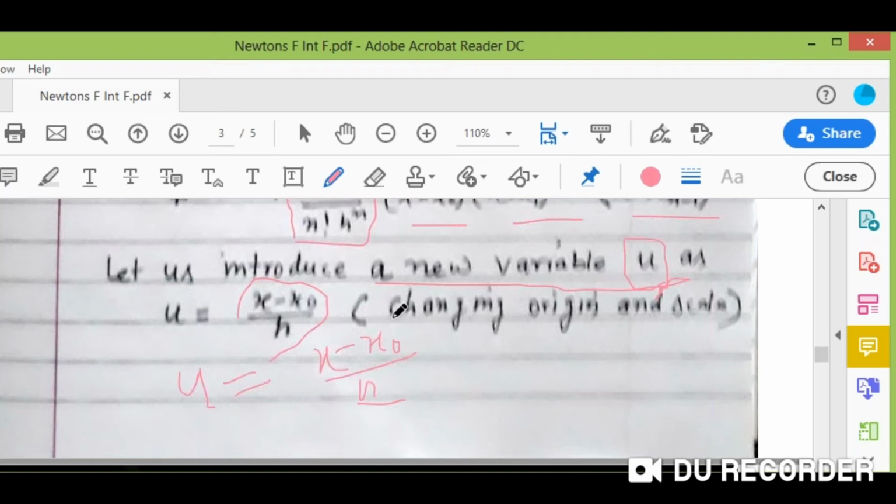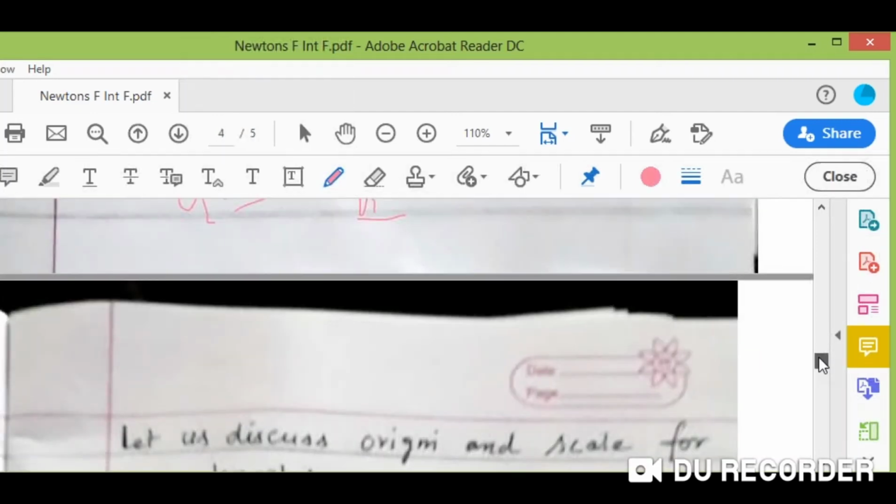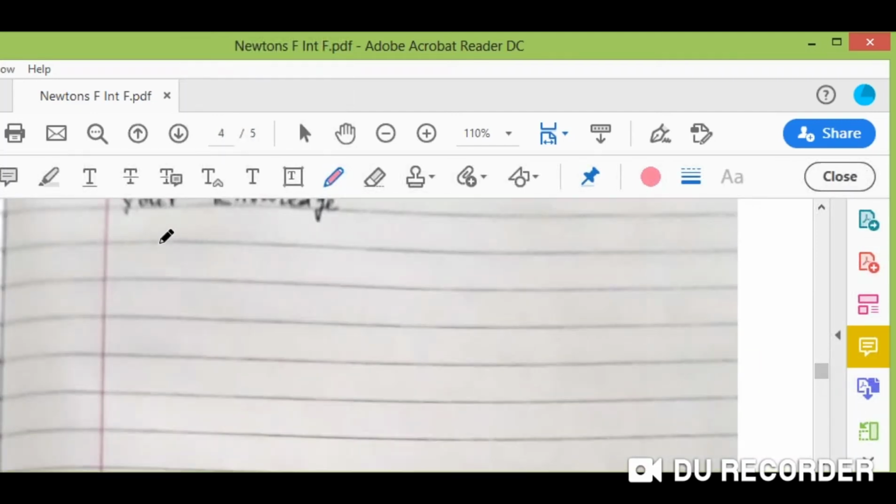This concept is known as change of original scale. So far, whatever we have discussed was with the variable x. What was the origin and what was the scale? There are two things. One is the origin.